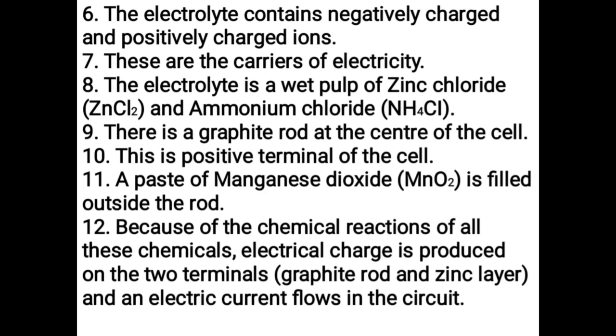There is a graphite rod at the center of the cell. This is the positive terminal of the cell. A paste of manganese dioxide, MnO2, is filled outside the rod. Because of the chemical reactions of all these chemicals, electrical charge is produced on the 2 terminals, graphite rod and zinc layer, and an electric current flows in the circuit.